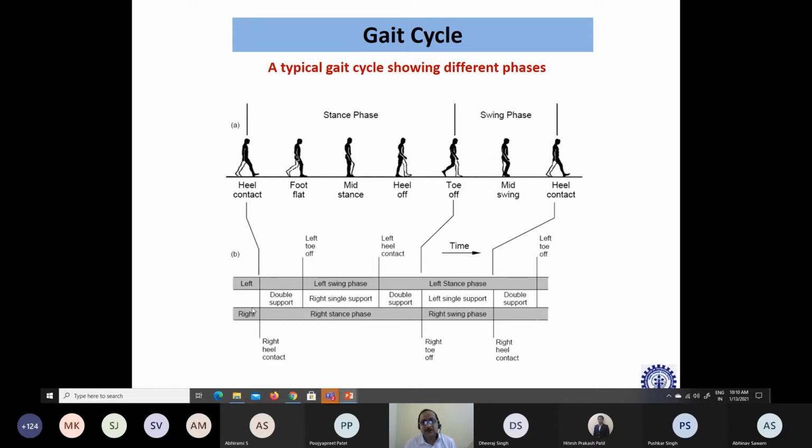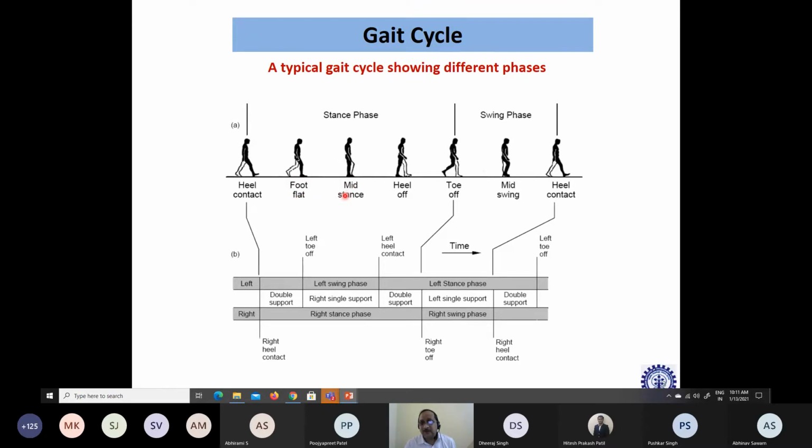If I consider the right foot, which is black here in this presentation, let me go to the laser pointer. This is the black foot, the right foot, on which we will be concentrating. You can see that the heel of the right foot is making contact with the ground. So I start with the right heel strike, or right heel contact. The next important instant of the gait cycle is the foot flat.